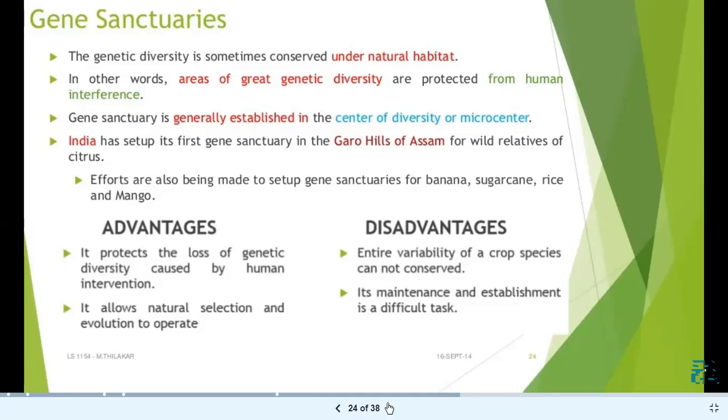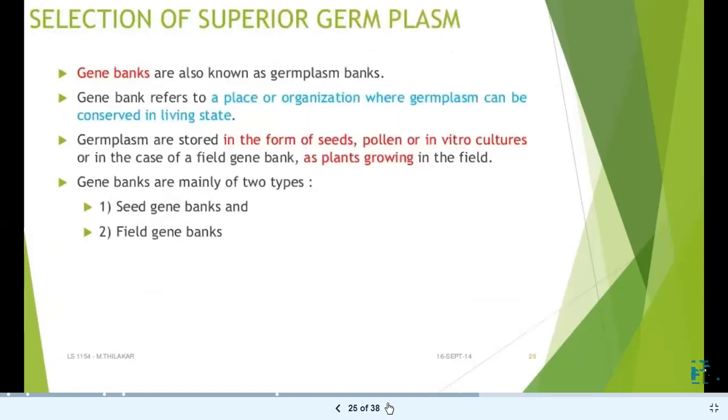There are some advantages of gene sanctuaries. It protects against the loss of genetic diversity caused by human intervention. It also allows natural selection and evolution to operate. On the other hand, there are a few disadvantages. That is, the entire variability of a crop species cannot be conserved. Its maintenance and establishment is a difficult task, meaning it is a costly affair.